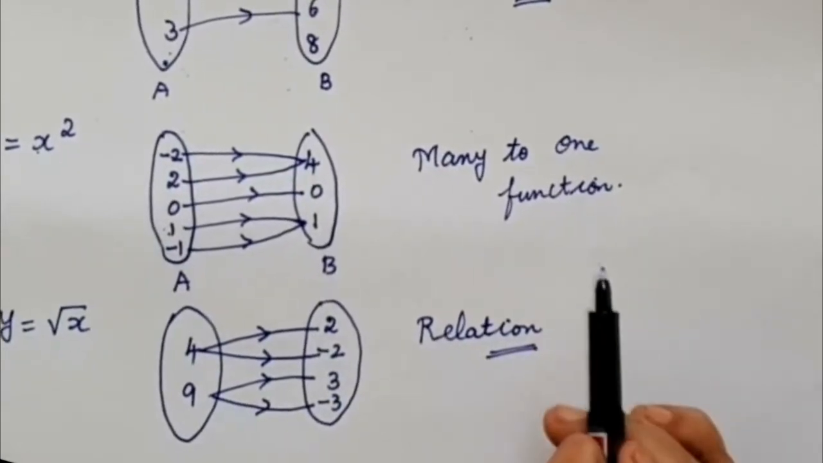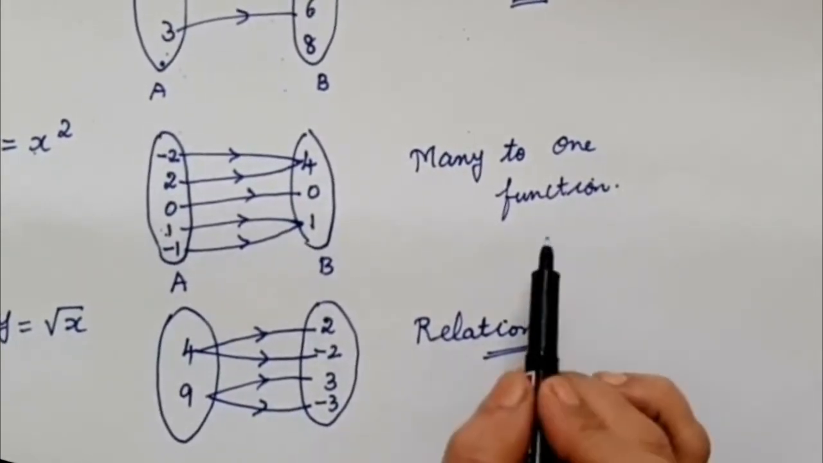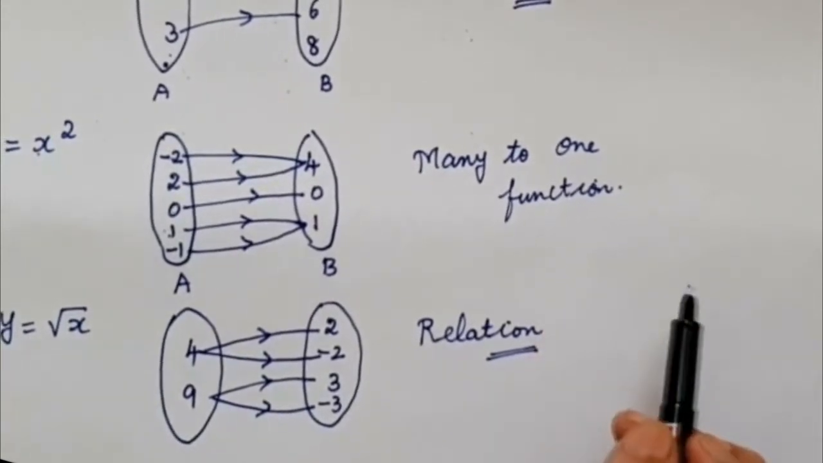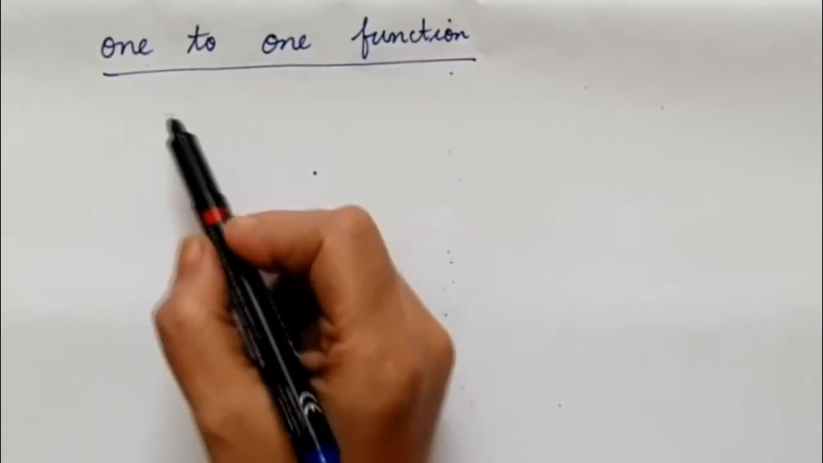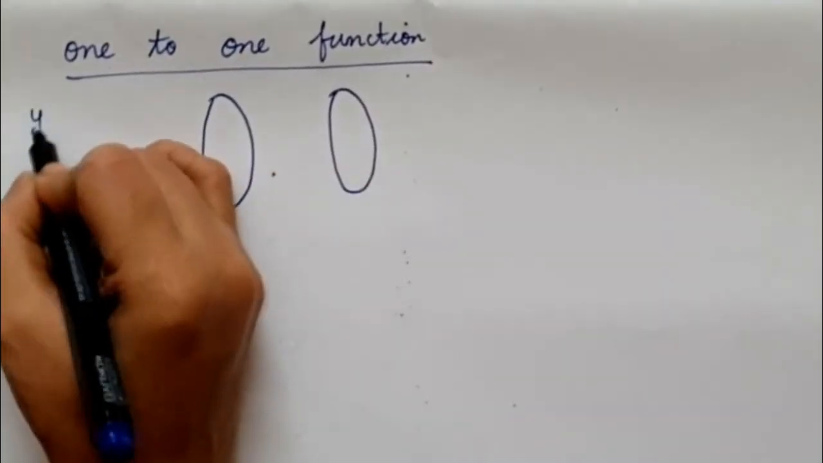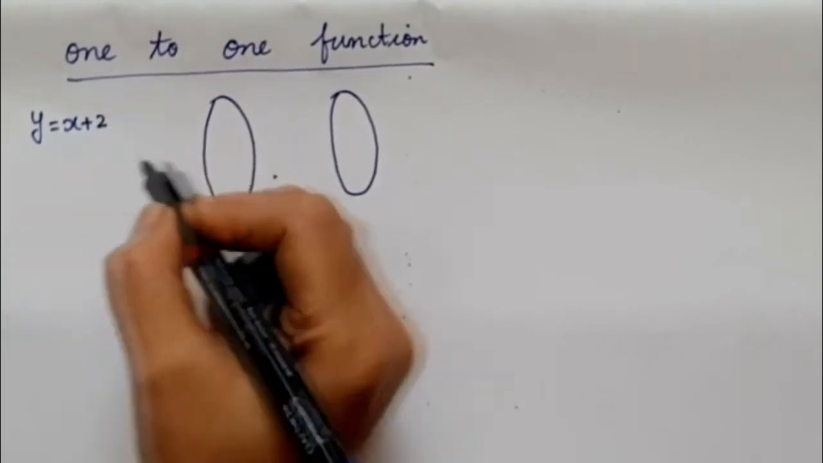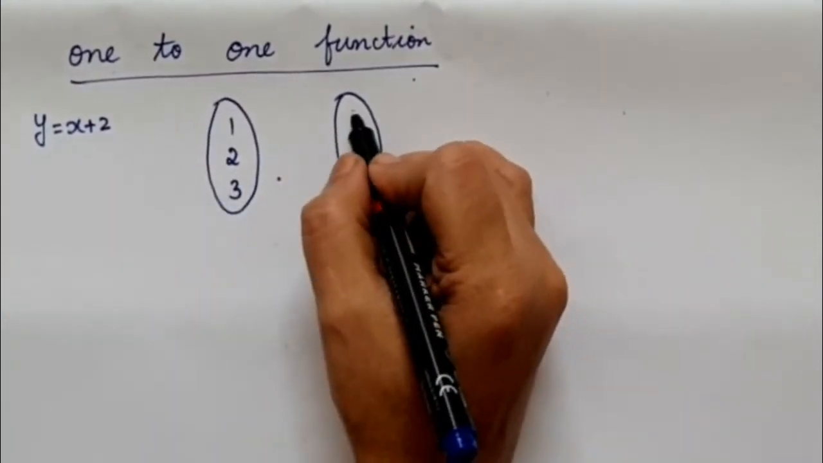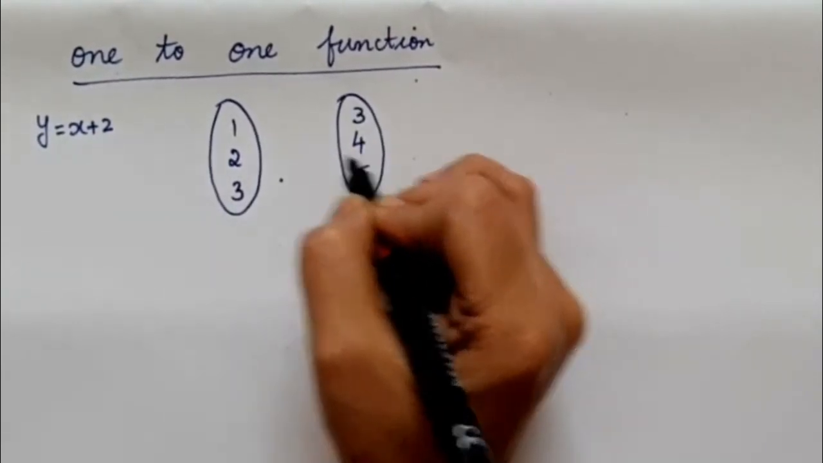So only when it is a one-to-one function or a many-to-one function, it will be a function. Other than that, all others are called relations. Now we'll see more about one-to-one functions. We'll take a small example, y equal to x plus 2. So that is 1, 2 and 3. So it gives our images 3, 4 and 5.